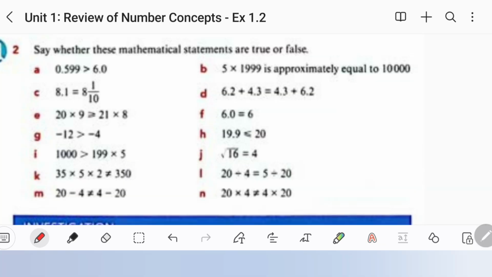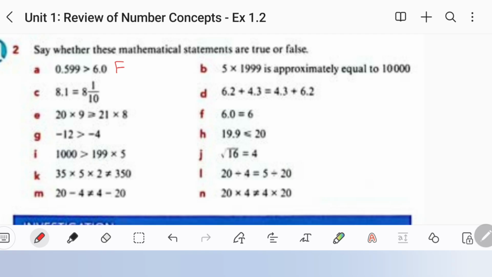In question number 2, we are gonna state if the given statement is true or false. Okay, so in A part they are saying 0.5999 is greater than 6.0. Definitely a number which has the whole number part 0 cannot be greater than. So this one is definitely false.